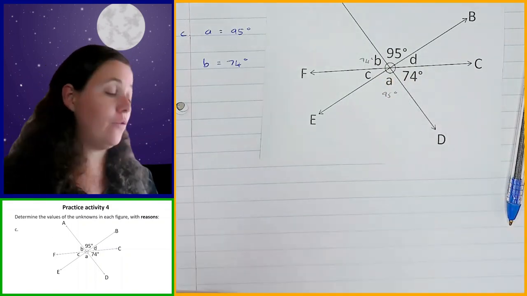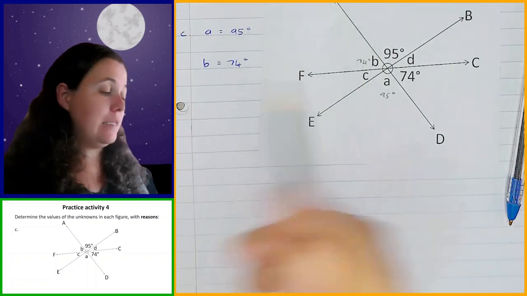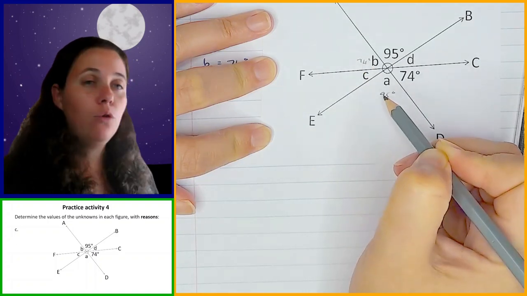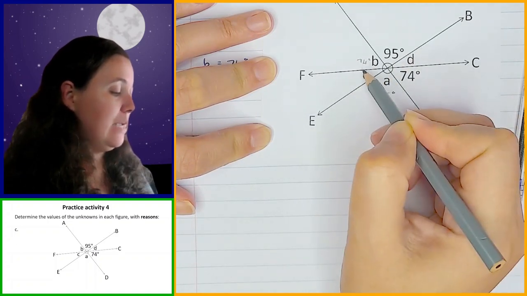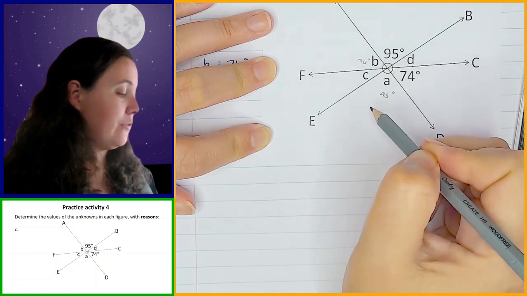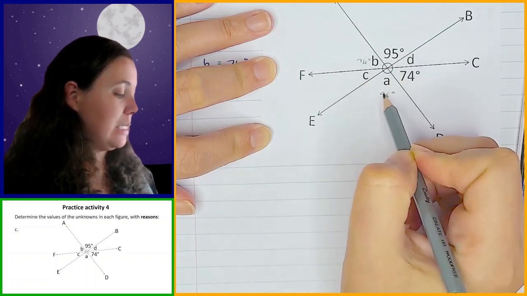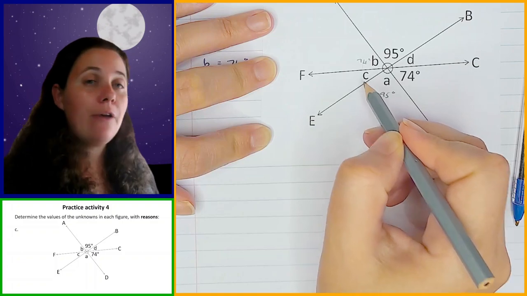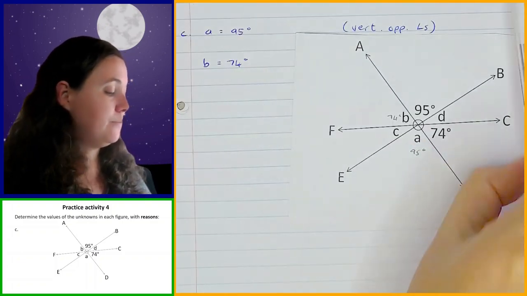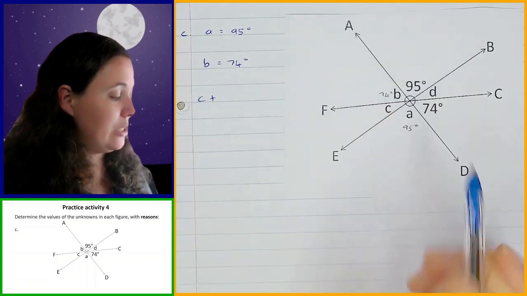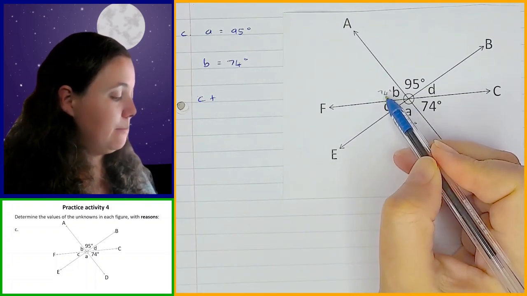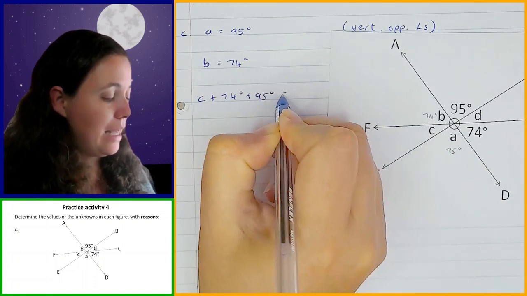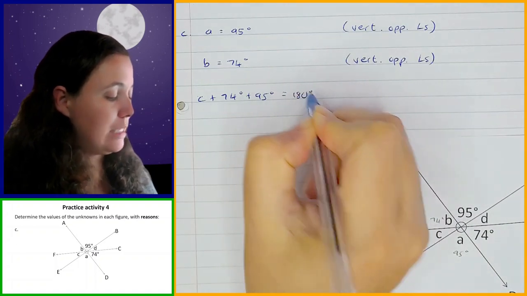Now, I can look at any of these straight lines that C is basically on. So I've got this line over here, 95 plus C plus 74, or I've got this line over here, C plus 74 plus 95, or I've got this line over here where I've got C plus 95 plus 74. It all comes to the same thing. It doesn't matter which straight line I use, so long as I have got C in my equation. So I'm going to have C plus, if I do this line over there, C plus 74 plus 95. And that all adds up to 180 degrees because they are on a straight line.